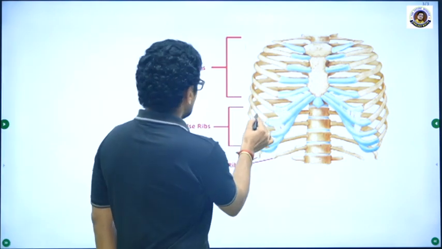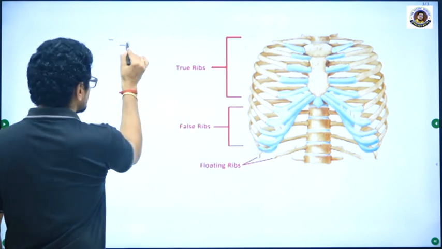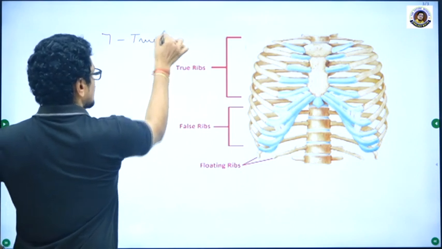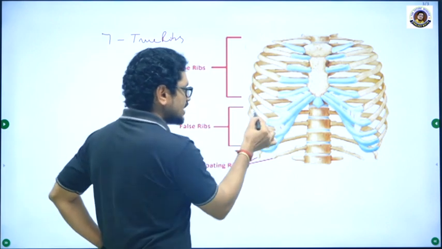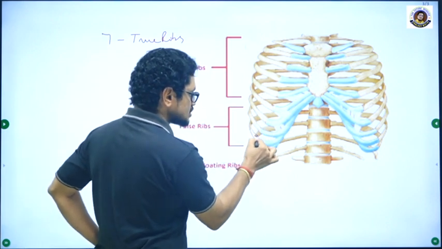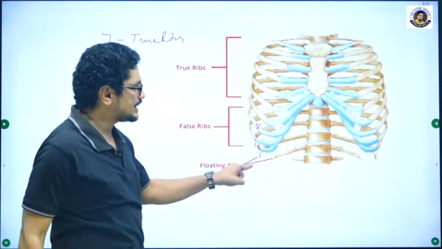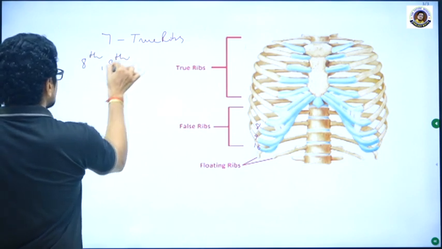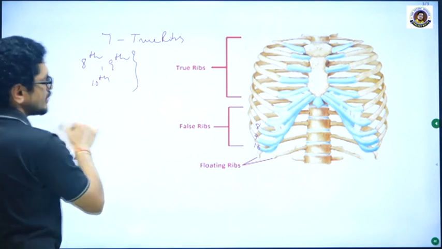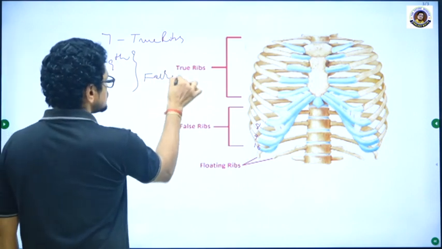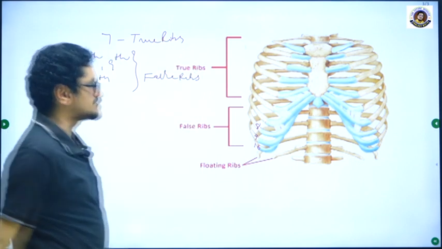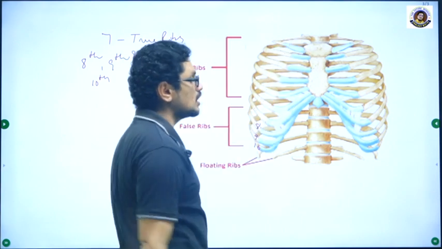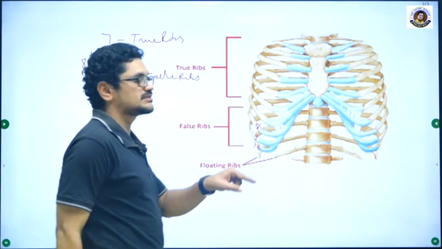And now if you observe false ribs, I have explained the first seven pairs of ribs are called true ribs. Already I finished it. And now if you observe 8, 9, 10, see, this is the 10th one, this is the 9th one, and this is the 8th one. These three pairs of ribs, 8th, 9th and 10th, are called false ribs. So up to here, this is 7, 6, 5, 4, 3, 2, 1, like this. All these are called true. But 8, 9, 10 are called false ribs.